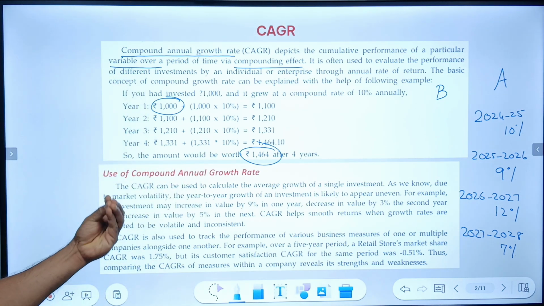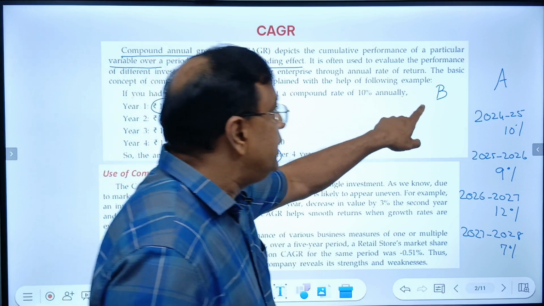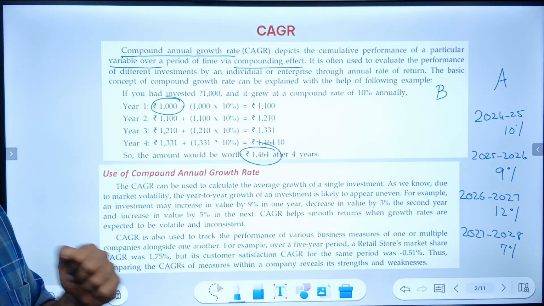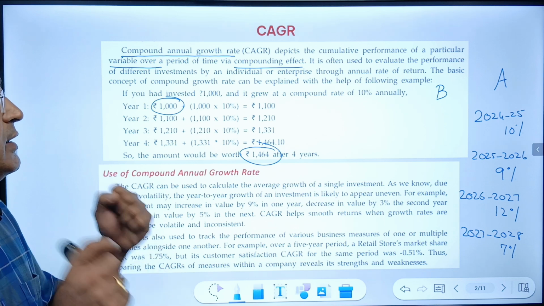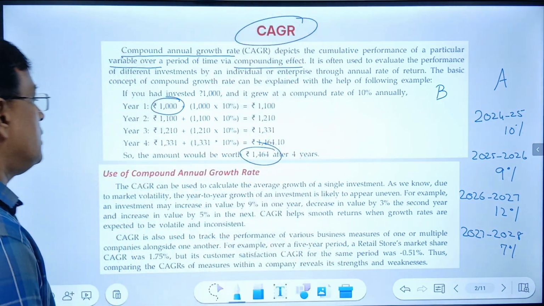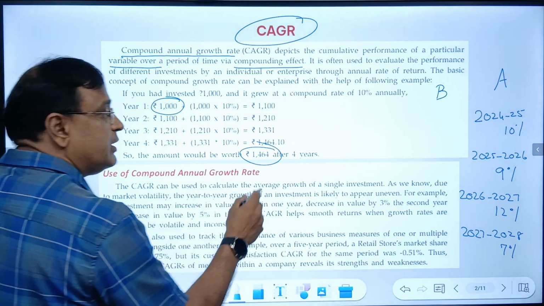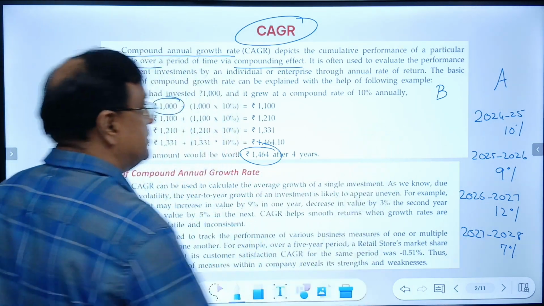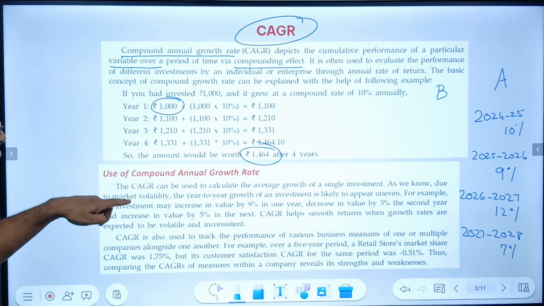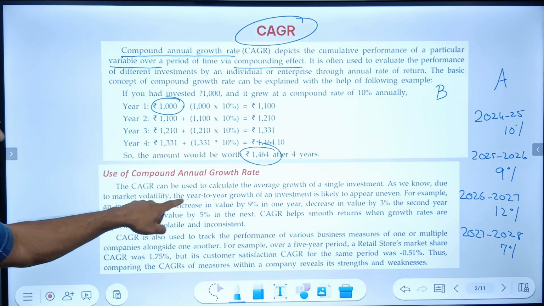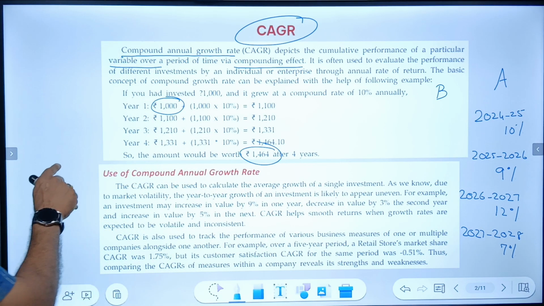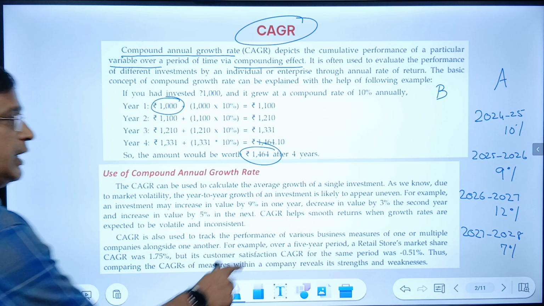As I told you very clearly, it helps me to invest money in different sectors based on how the company is performing. One of the tools used to understand the performance of a company is CAGR. Compounded annual growth is used to calculate the average growth of a single investment. It also takes into account market volatility, year-to-year growth of investment, and so on. Okay. So the use of compounded annual growth rate is, it helps.